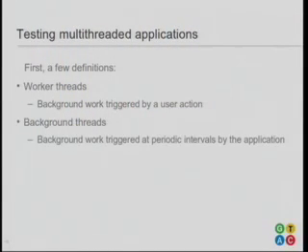In contrast, you have what we call background threads. These are basically background work that is triggered at periodic intervals by the application. In other words, the user does not really do anything that triggers off background work. An example of this would be an editor that automatically saves your text files at periodic intervals. It's not something that the user has too much of an influence on. It's something that the application decides and does. So when we're talking about multi-threaded user interfaces, my focus is going to be on the first kind of activity, which is worker threads, activity that is triggered in the background as a result of a user's action.